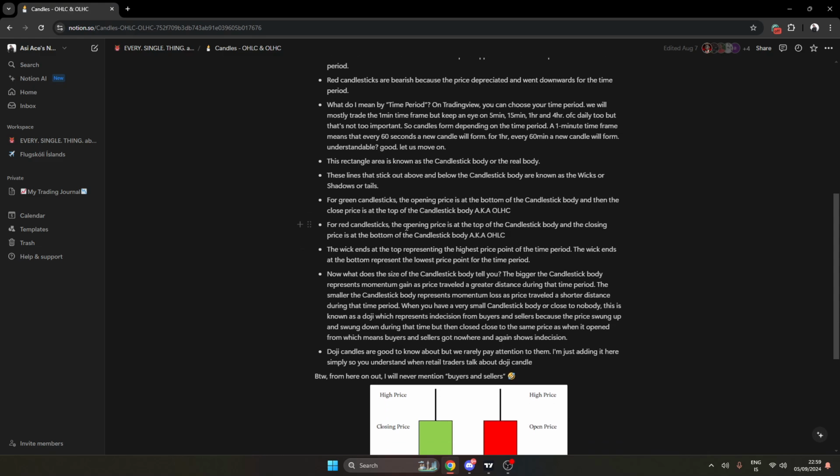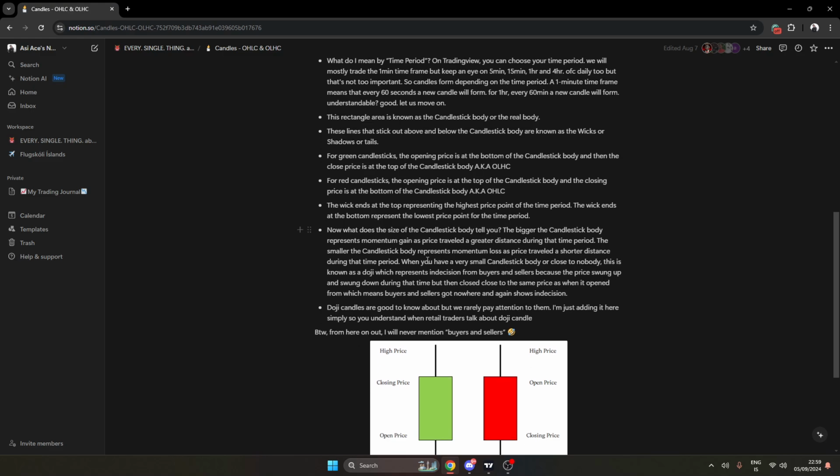For red candlesticks, the opening price is at the top of the candlestick's body, and the closing price is at the bottom of the candlestick's body, aka open, high, low, close. The wick ends at the top represent the highest price point of that time period. The wick ends at the bottom represent the lowest price point for that time period.